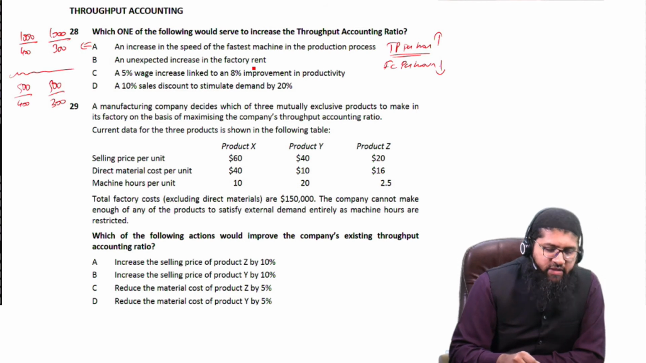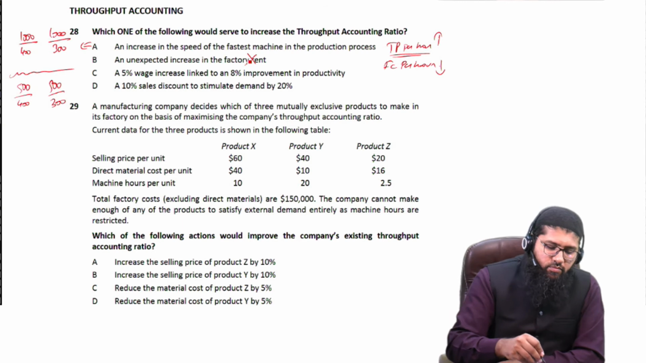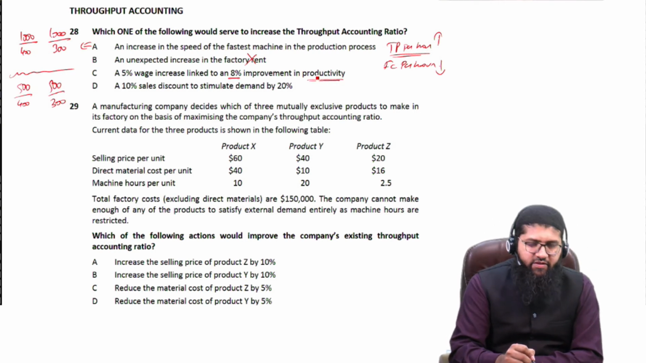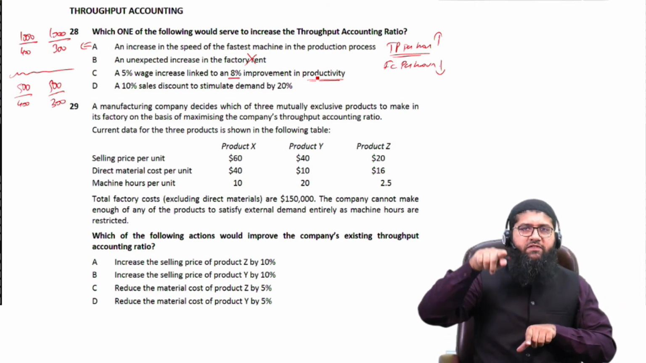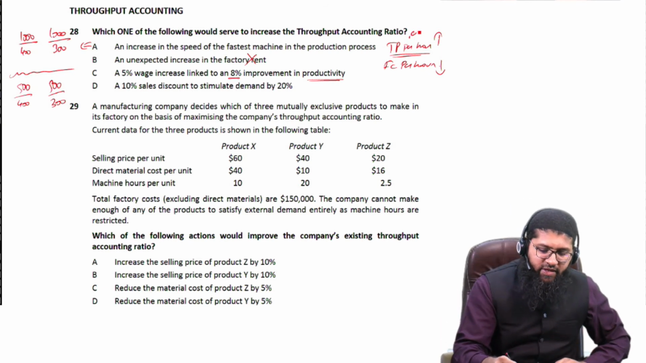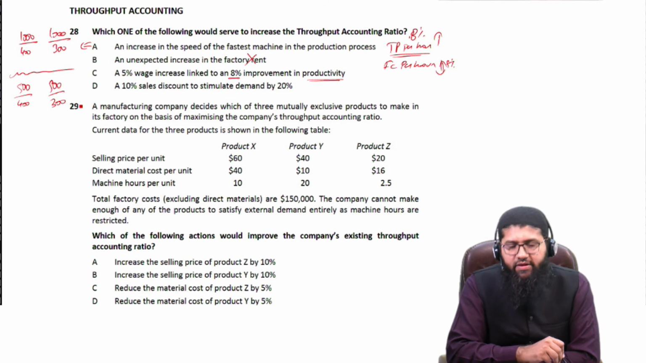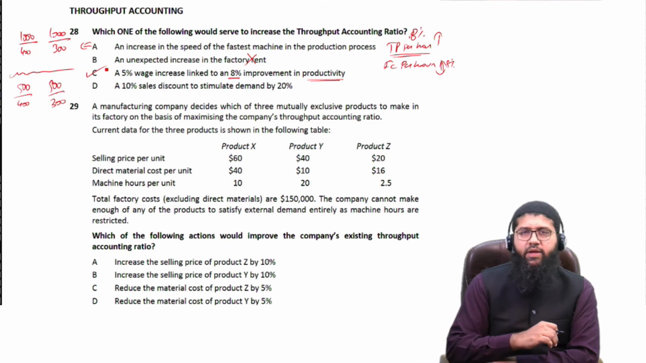It says an unexpected increase in the factory rent. An increase in the factory rent would reduce the throughput ratio because the denominator would increase. Next: a 5% wage increase linked to an 8% improvement in productivity. So there is a labor cost which is increased by 5%, leading to an 8% enhancement in efficiency. That means the numerator is increasing by 8% while the cost rises by 5%, so automatically the numerator is going to increase. It's going to create a positive sign for the entity. I repeat, this is what it is probably going to be.